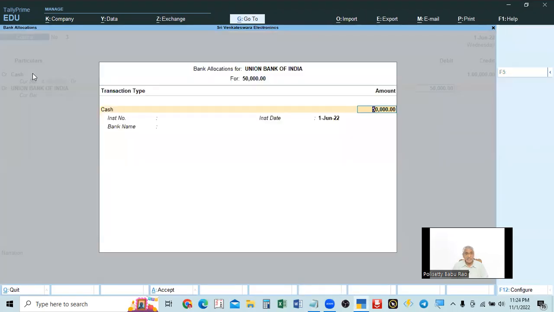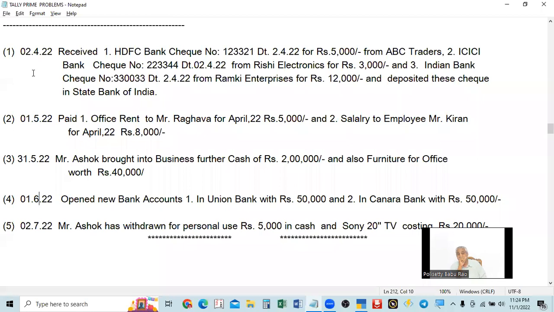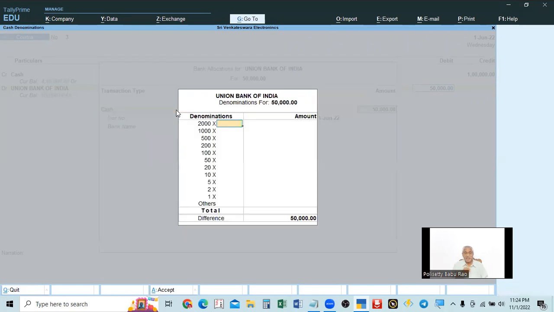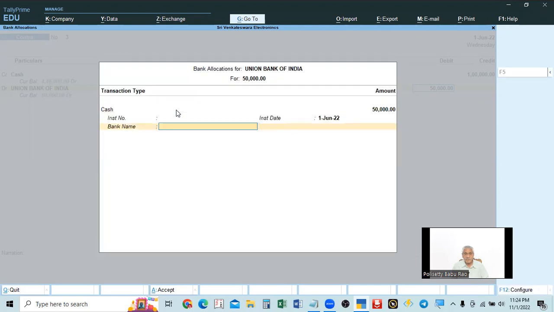50,000. Then here, in the case of cash, checks received are paid into bank. Checks means all the details of the checks are to be given. That is bank allocation page. In the case of cash, the bank allocation page will show transaction type as cash and it will ask the denomination of cash. In the case of checks, it will ask the details of the bank, check number, instrument number. So how much you deposited? 50,000. So we'll take 500 into 100, 50,000 we deposited into that.